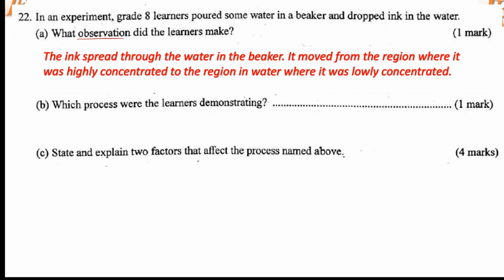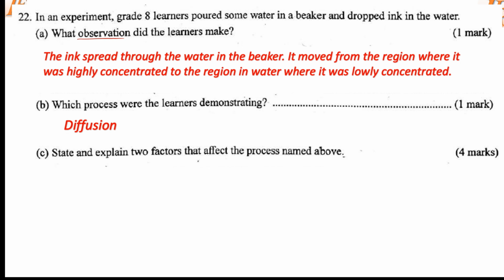And then to explain that, you say it moved from a region where it was highly concentrated to a region where it was lowly concentrated, because when you drop this ink inside a beaker, it got concentrated at one point, but the rest of the water does not have ink. So this ink moved from where it was highly concentrated to where it was lowly concentrated, and that is simply diffusion. Then question B asks, which process were the learners demonstrating? The process that the learners were demonstrating is diffusion.